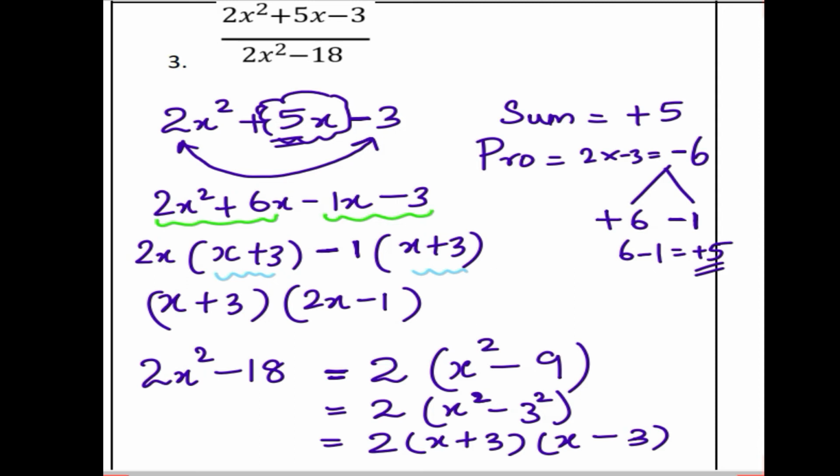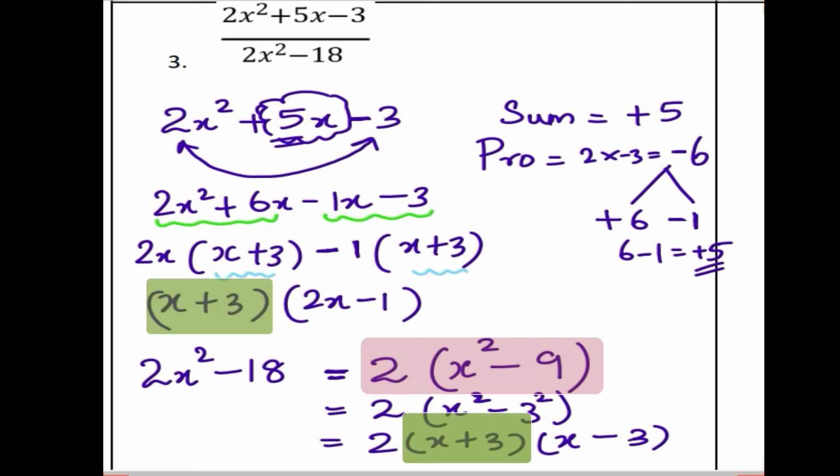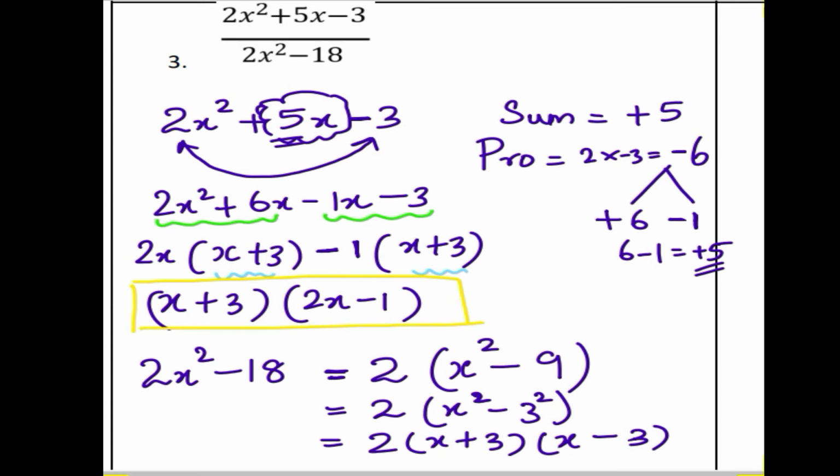Now how do you know whether I have to go till here or I have to stop at this level? Look into the numerator. Can you see an x plus 3 term here? This should give you a hint that you shouldn't be stopping at this point, because in most cases you will have terms to be cancelled from the numerator and the denominator. So this is the term in my numerator and this is going to be the term in my denominator.